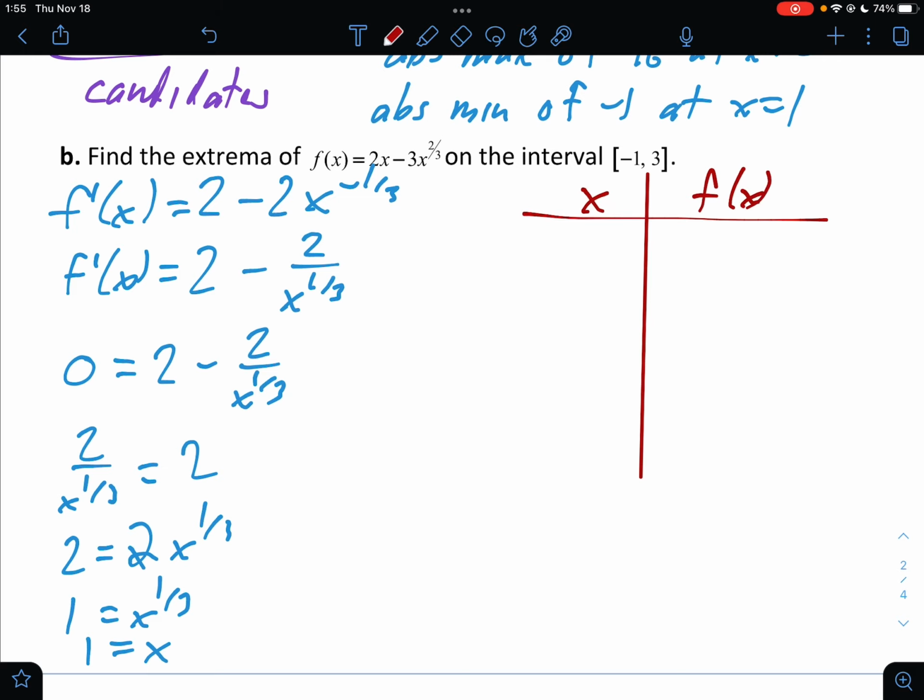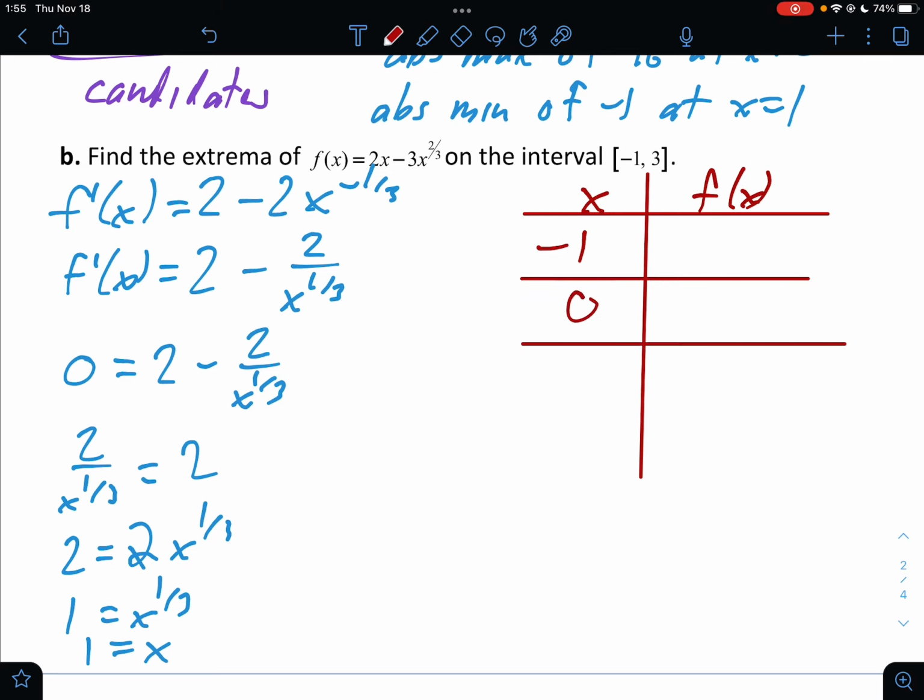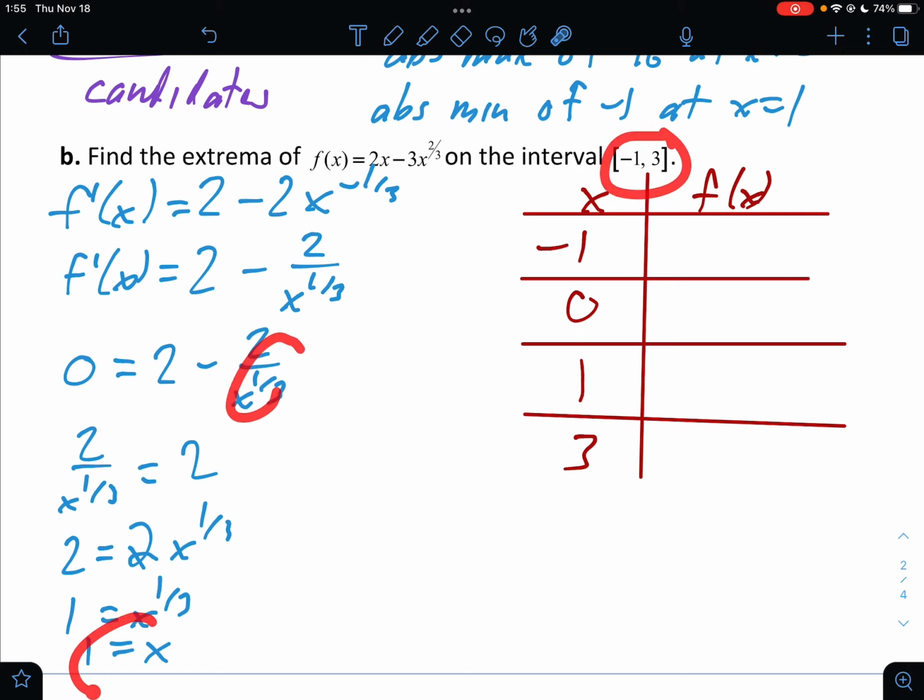Okay, and again, we'll list those in numeric order. So negative 1, 0, 1, and 3. Notice how I didn't include 2, because again, we're not just picking all the whole numbers like I've seen a lot of students do in the past. Okay, we're picking these four numbers because they're either endpoints or critical points of the derivative. Critical points of the original function from the derivative.